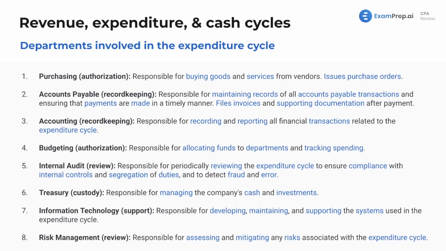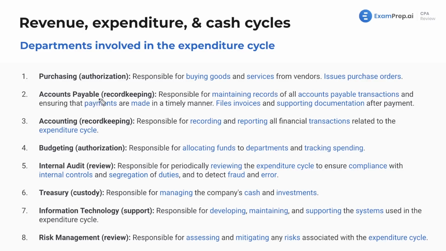Now, what are the departments involved in the expenditure cycle? We're going to see a few of those, similar to what we saw for AR and revenue cycle. We've got authorization, record keeping, and custody. We've also got some review and support departments within the cycle. First off, we've got the purchasing department, which is responsible for buying goods and services from vendors. This is the department that issues purchase orders.